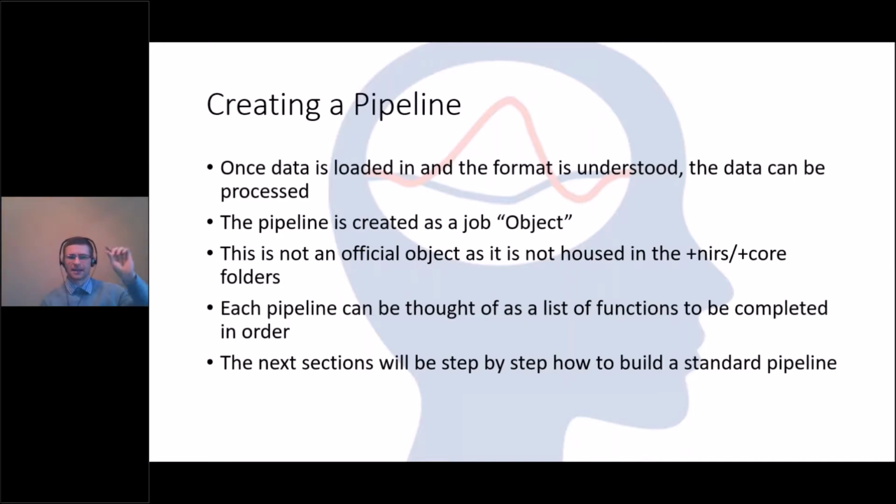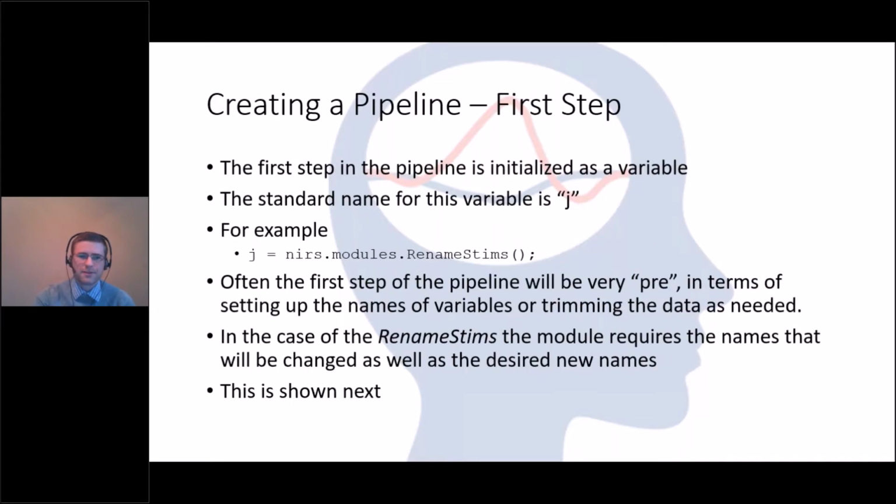As I go down, I'm going to take the output of that first step and put it into the input of the next, into the next, into the next. I'm going to make my very long pipeline. And then at the very end, when I want to run it, I'm going to put j.run, and it will run the entire list in one go. So this is how we start. Again, we're going to start with that same first step, rename stems. So I call j equals, find whatever method or module I want to call. In this case, it's the NIRS folder within the module subfolder with a function called rename stems.